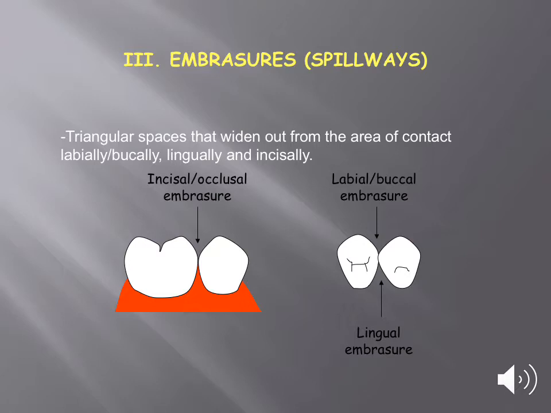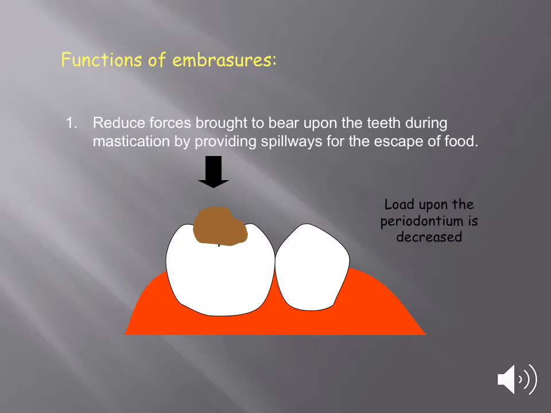Thus, there are always three embrasures. Number one, the incisal or occlusal embrasure. Number two, the labial or buccal embrasure. And number three, the lingual embrasure. What are the functions of embrasures?